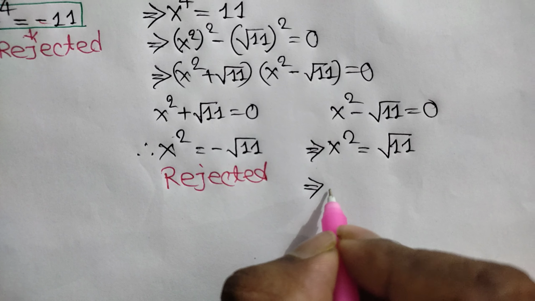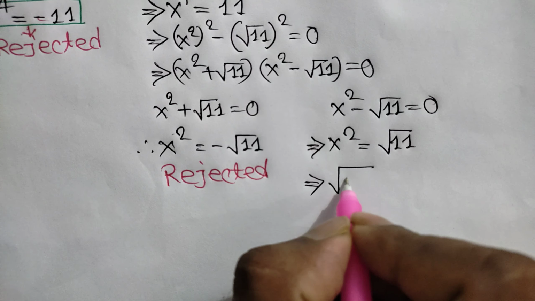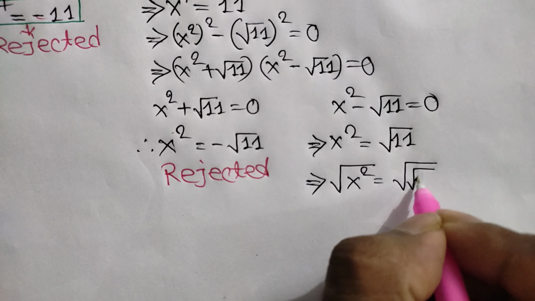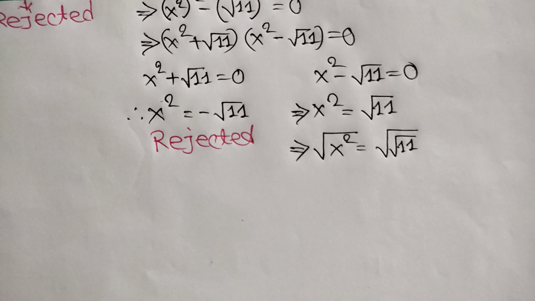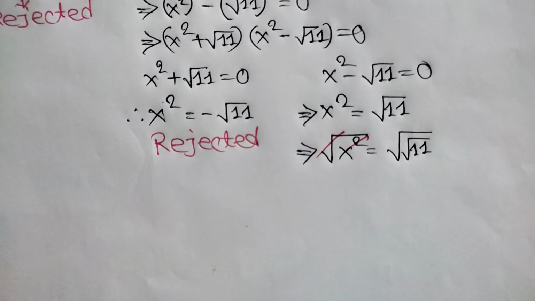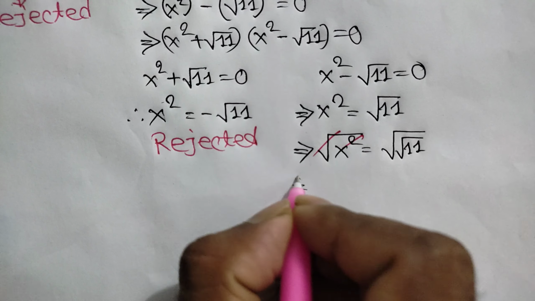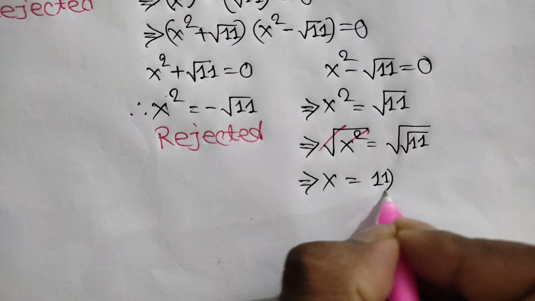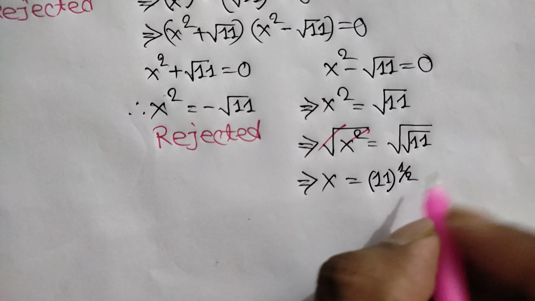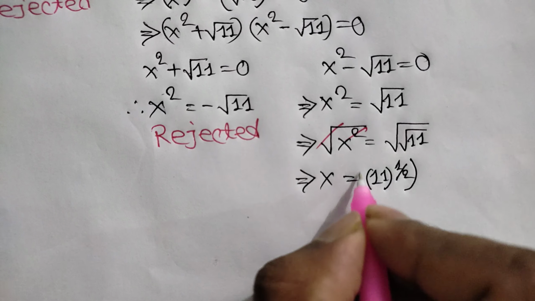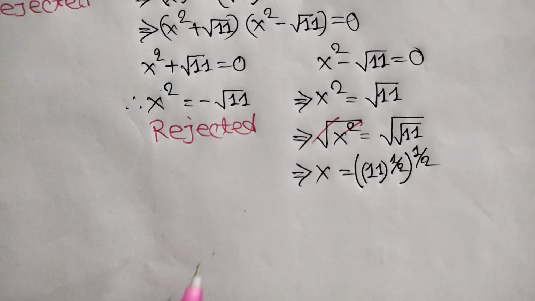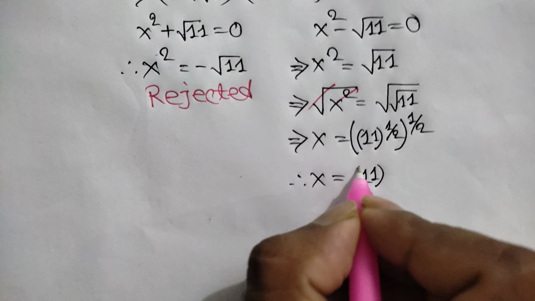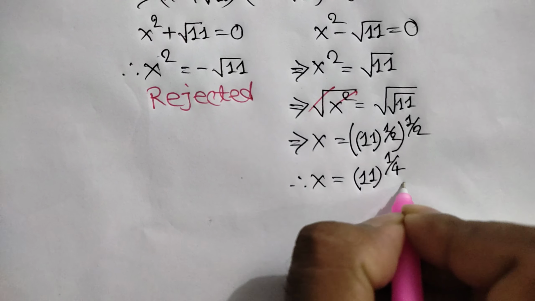Now taking square root on both sides we can write here square root of x square is equal to square root of square root of 11. Now this square cancels out this square root, so we will get here x is equal to, now we can write here, 11 to the power half. So finally we will get the value of x is equal to 11 to the power 1 over 4.